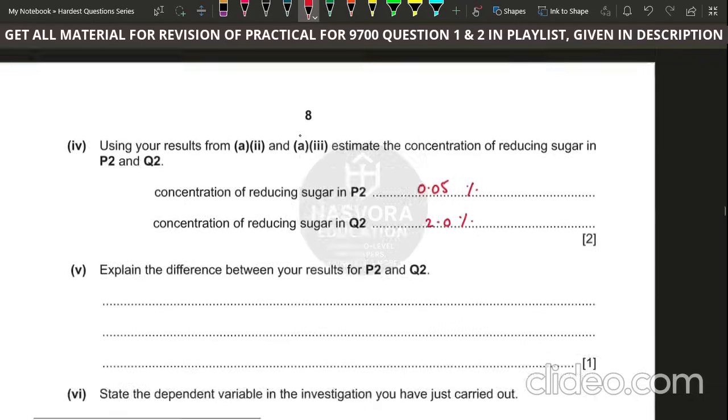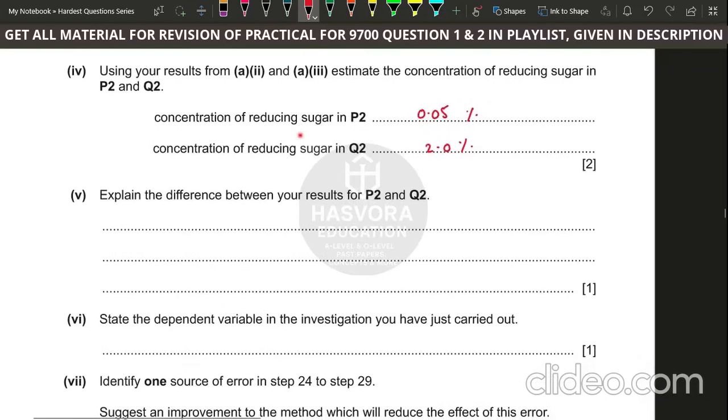So now explain the difference between your results for P2 and Q2. So now actually they are asking you why the concentration of reducing sugar in the P2 is low and why it is higher in Q2. Okay, you have to explain it. Now how we are going to be explaining it? We are going to be explaining with the help of the temperature.